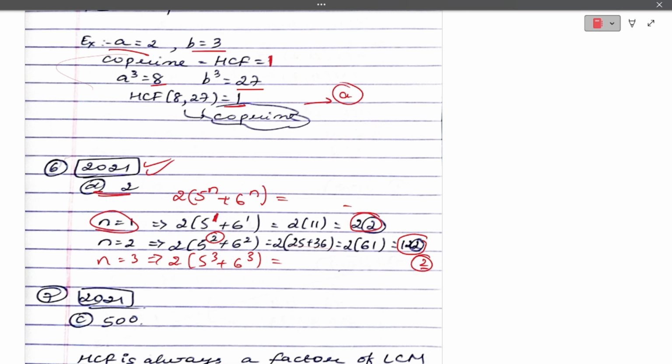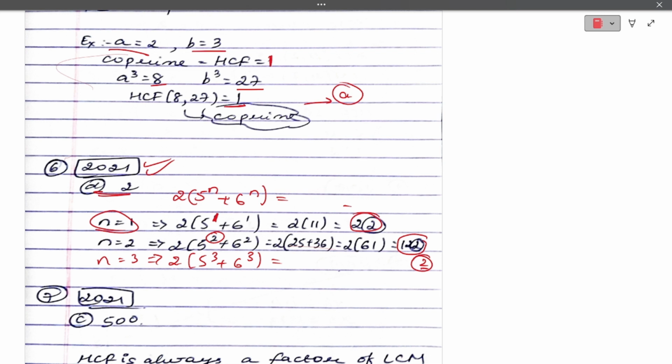Let me just read out the options now. Option A is 1, option B is 4, option C is 3, option D is 2. So here with the two trials we are getting option D. The numbers are ending with 2.